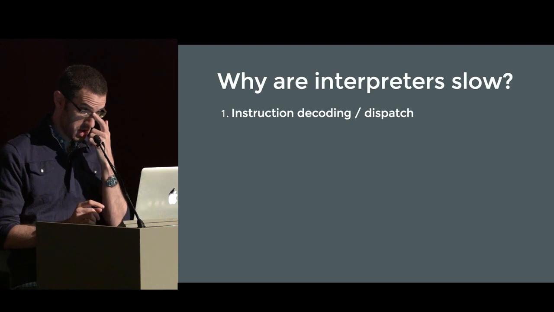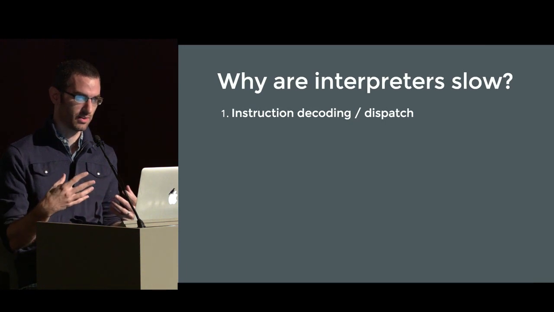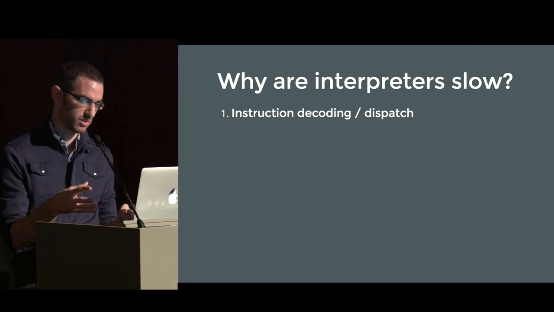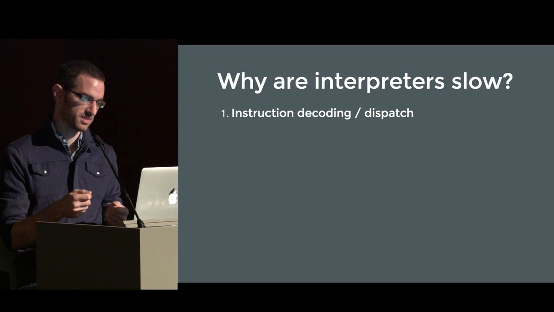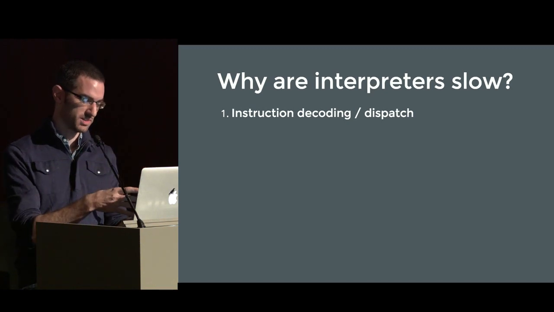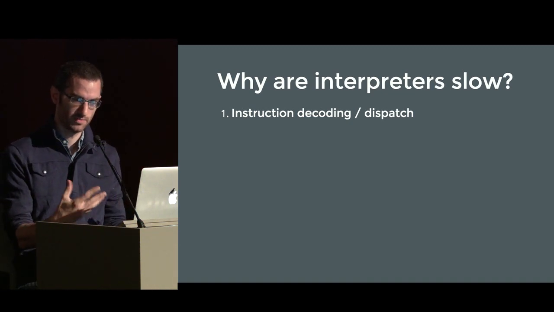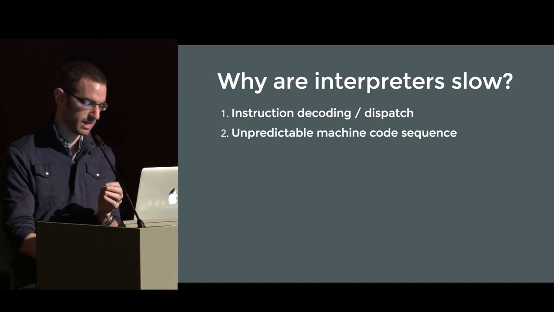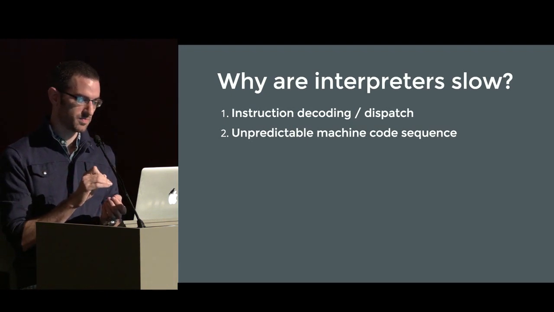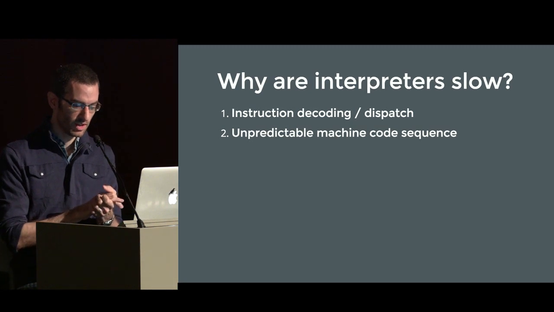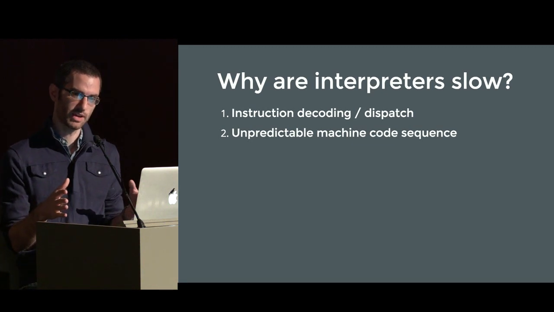The first reason is that interpreters are doing instruction decoding and dispatch. They look at the syntax tree or the bytecode representation, and inspect each instruction or subtree and say, oh, what kind of thing is this? Oh, it's an add instruction. And then once it knows what kind of instruction it is, it goes and does some useful work. But there's some overhead to actually inspecting the tree, and we'll see an example of that in a minute. The next thing that makes interpreters slow is related to the first reason: as a result, you have a very unpredictable sequence of machine code that ultimately ends up getting executed.